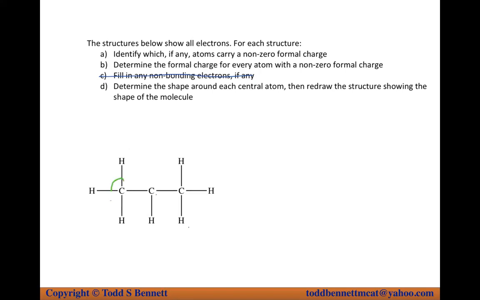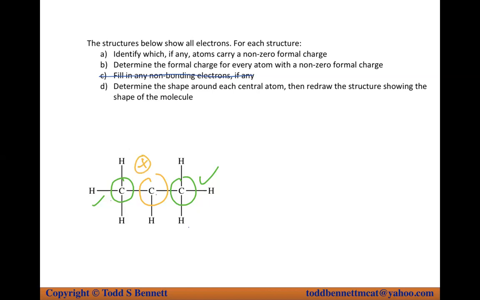Carbon. 4 bonds, 4 electrons, normally has 4, so check. Carbon, 4 bonds, normally has 4, so check. But this carbon right here only makes 3 bonds. So I'm going to call that a positive charge as a result.